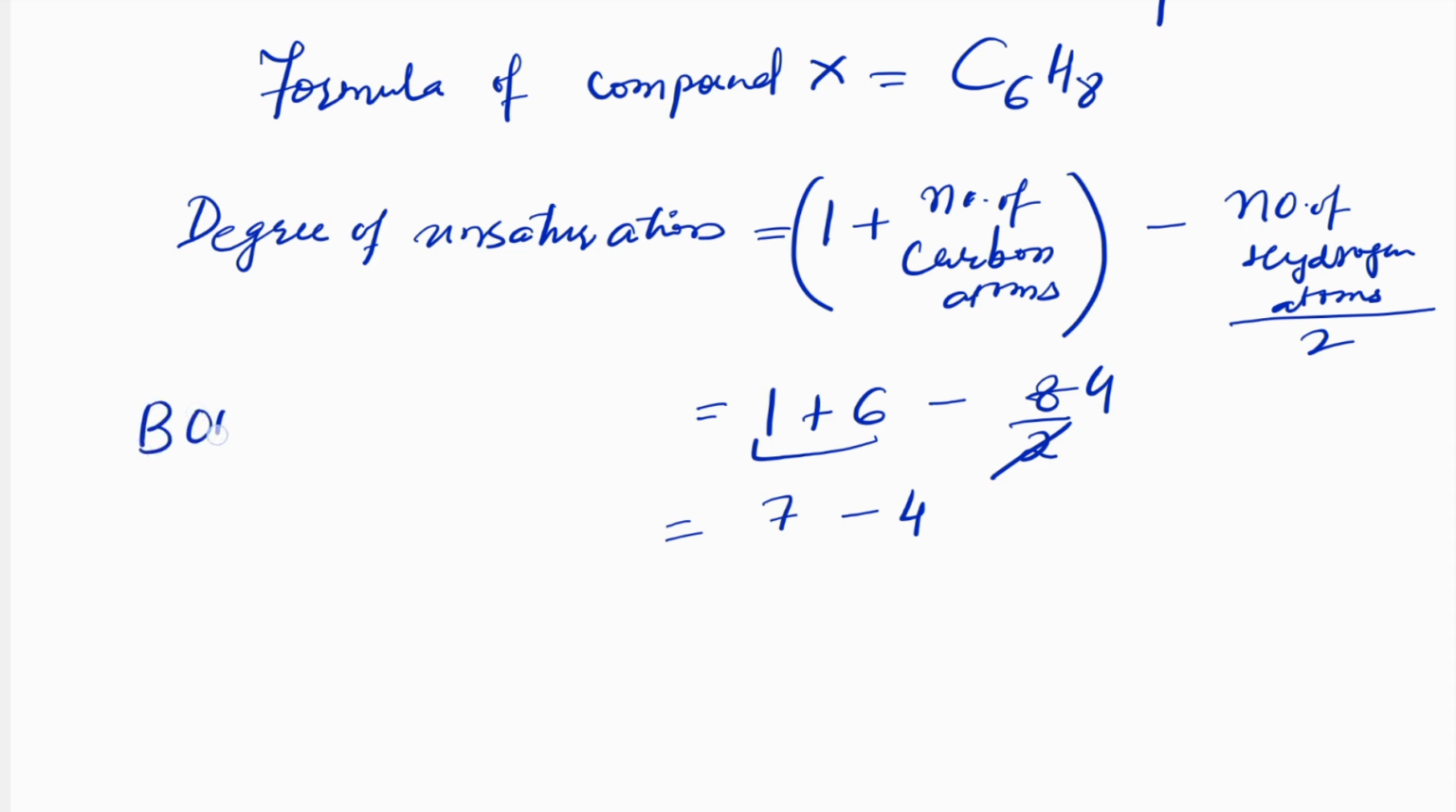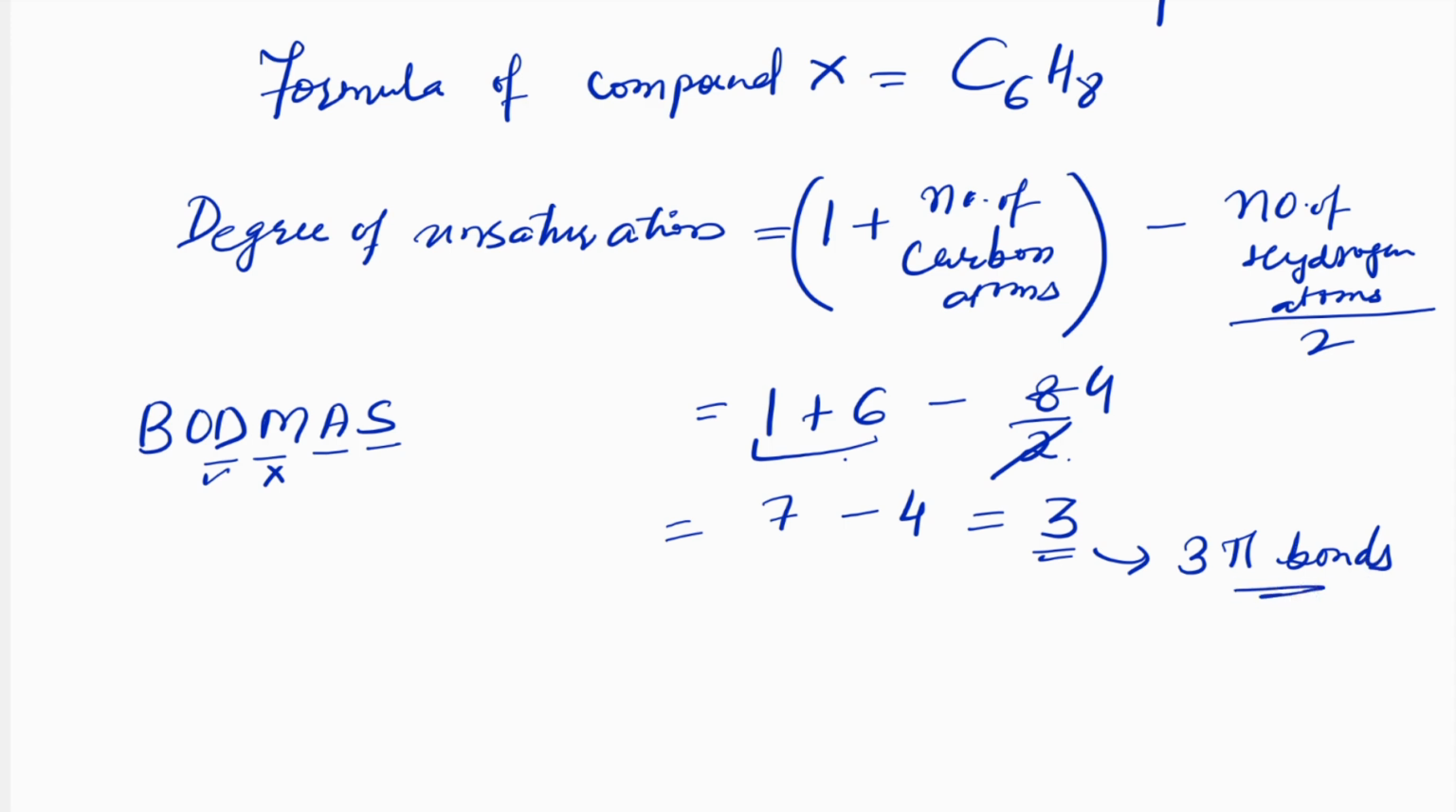Remember that BODMAS: division, multiplication, addition and subtraction, right? Division is done first. There was nothing to multiply, so it can be removed from here. Then addition is done first and then subtraction, and then you are going to get the answer correctly. So it is 3. So the degree of unsaturation is 3, meaning there are going to be 3 pi bonds.